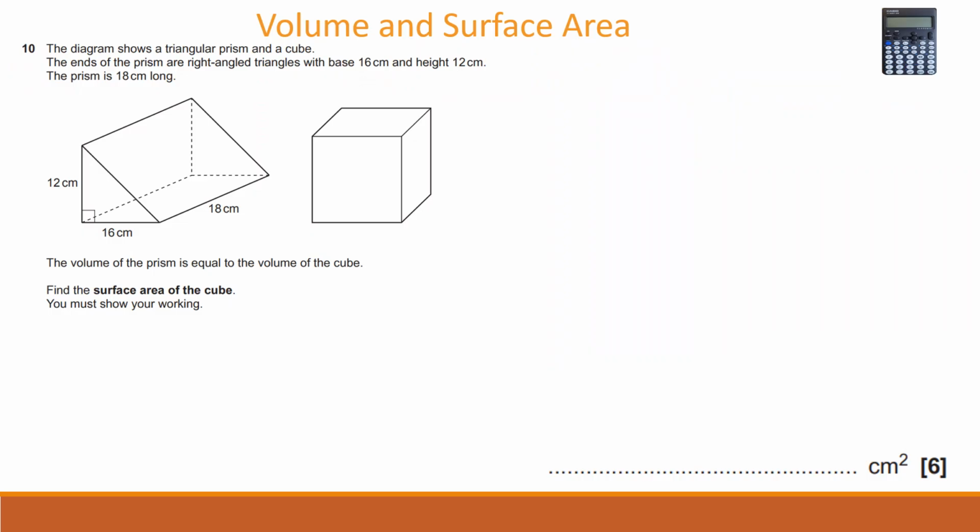This is a question on volume and surface area, and we're going to be linking the two formulas that we have got for volume and surface area. Now the keywords in this question are that we've got the volume of a prism. Now this shape here is the prism.